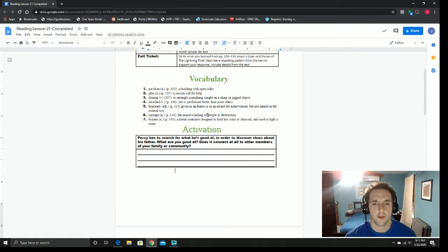All right, now that we've covered those words, let's get our brains activated. Percy has to search for what he's good at in order to discover clues about his father. What are you good at? Does it connect at all to other members of your family or community? So yeah, right now Percy's trying at camp to figure out what he is good at and where he fits in. And so just take a few minutes to think about what you're good at, write it down. And if your particular skill connects to your family or to your community, then that'd be a great thing to write. So go ahead and pause it.